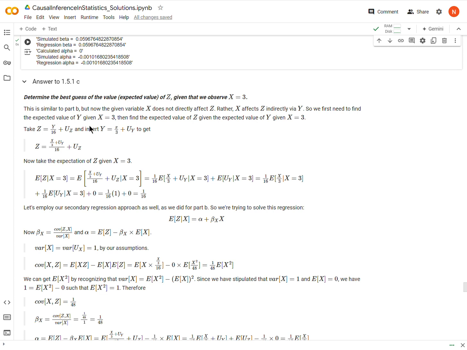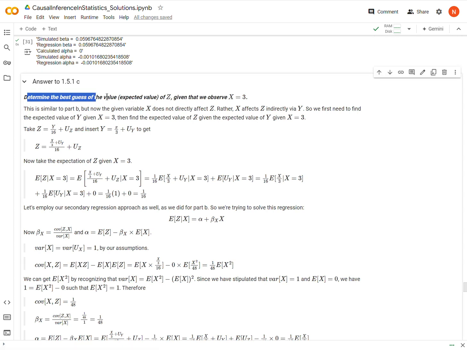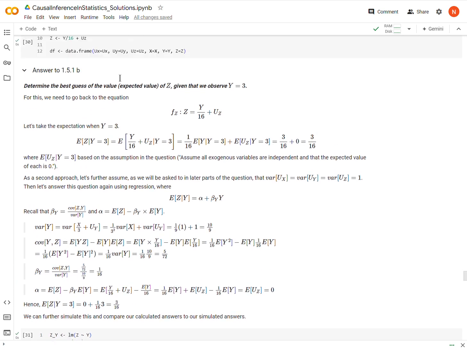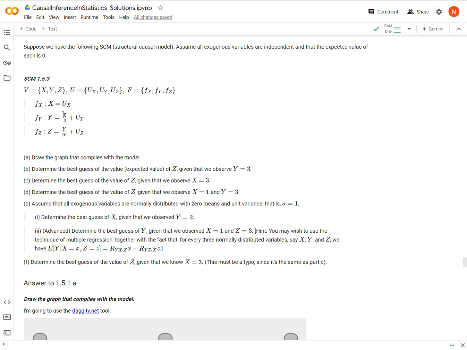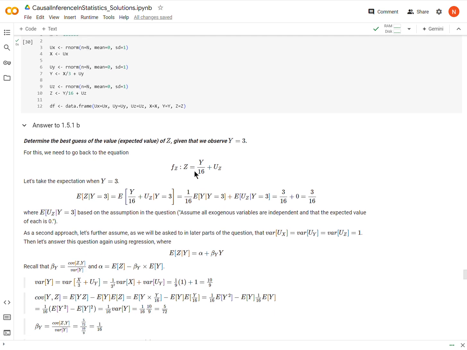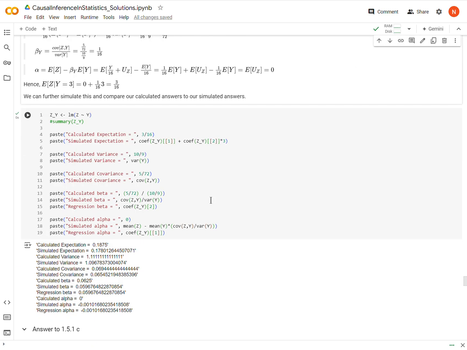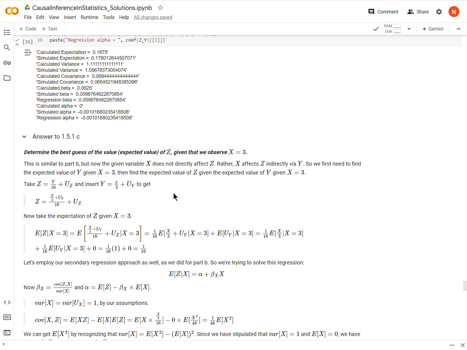Okay, so now we're on to C, and C is very similar to B, so we're going to determine the best guess of the value, the expected value of Z, given that X equals 3. Okay, so we'll go through this even more briefly. So this is very similar to part B here, except now we have that Z is this, but we also know that Y is a function of X, right? And so we're just going to plug this in for the value of Y in the formula that gives us the expected value of Z. Okay. So there's a little bit more arithmetic involved, but the steps are the same.